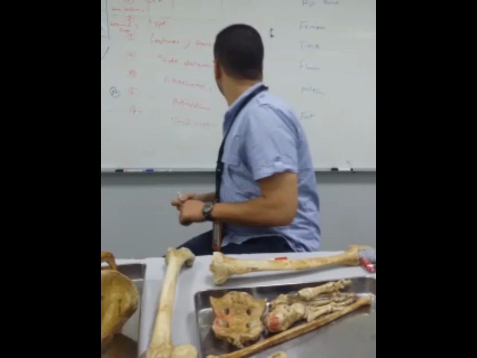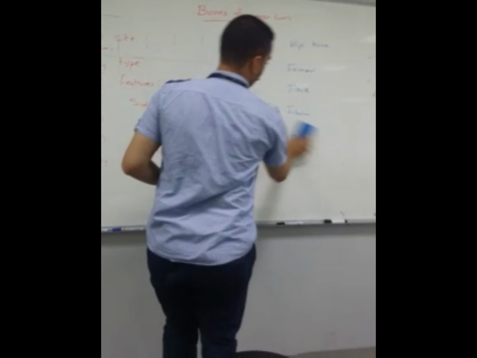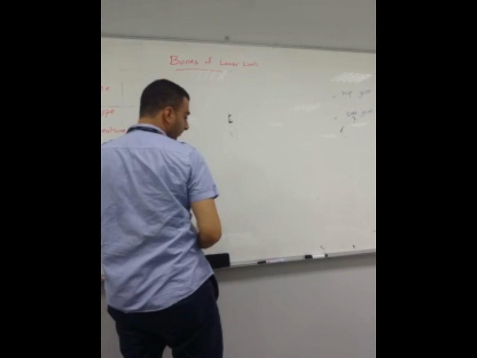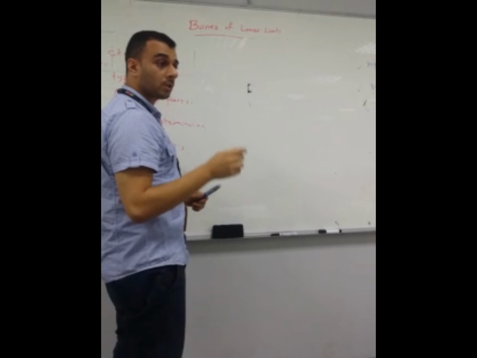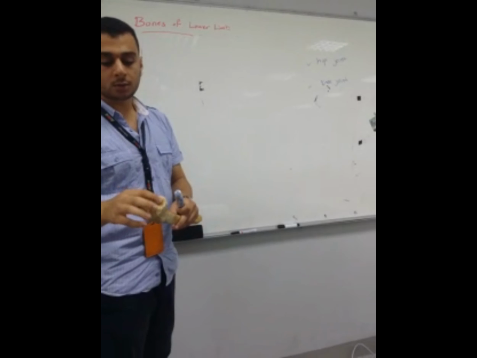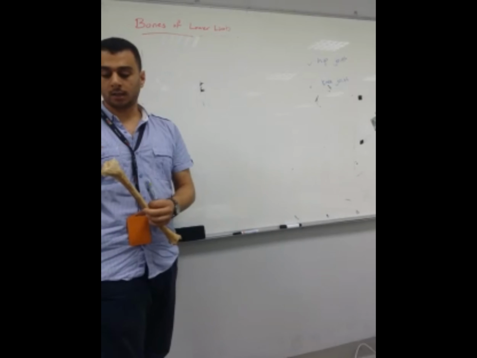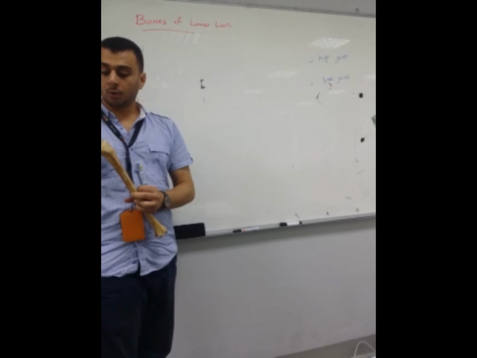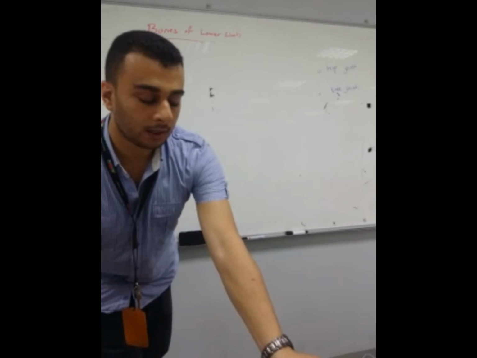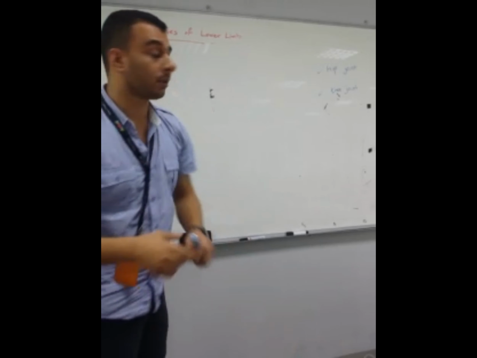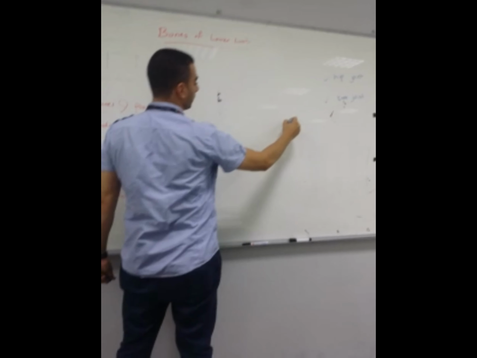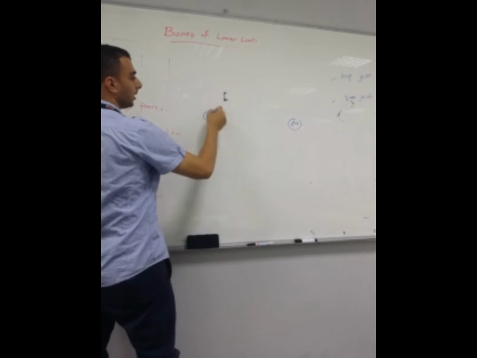Okay, for the two menisci, we have the medial meniscus and lateral meniscus. Those will be cartilage plates which will be located here. So they act like a shock absorber, so those two bones don't crack. They act as a shock absorber, like the intervertebral disc in our vertebral column. So this will be the medial side and this will be the lateral side.